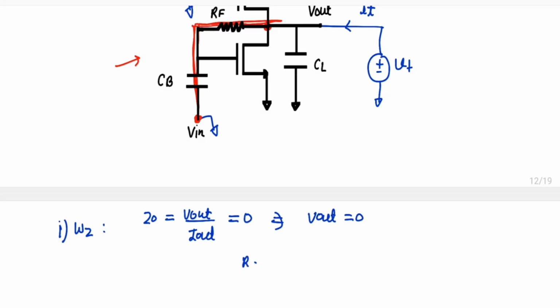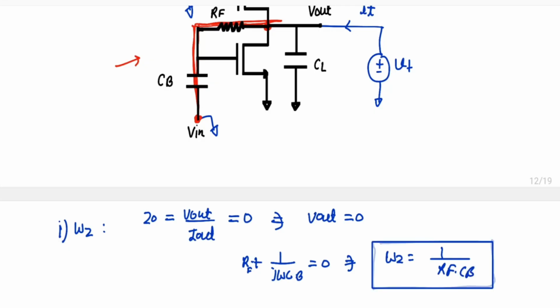That will be R minus 1 by j omega C, which gives 1 plus 1 by j omega equal to 0. So this will give omega Z equal to 1 by Rf into Cb. So this is our 0 location.